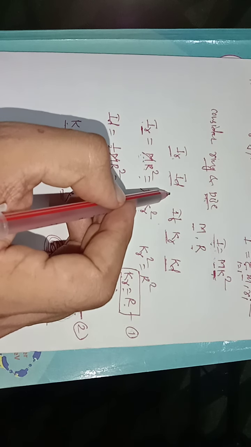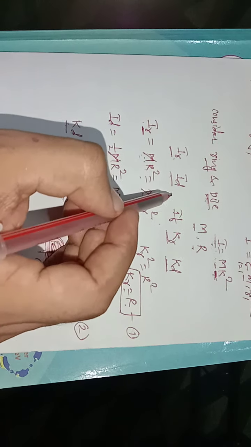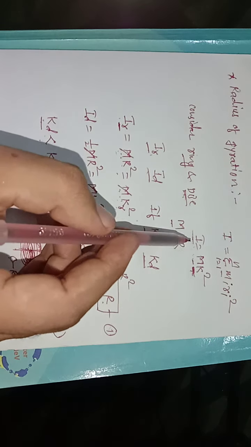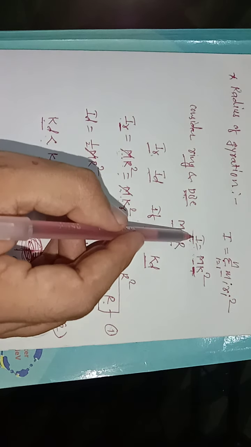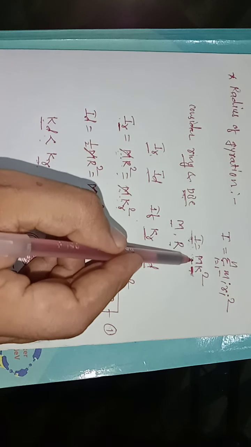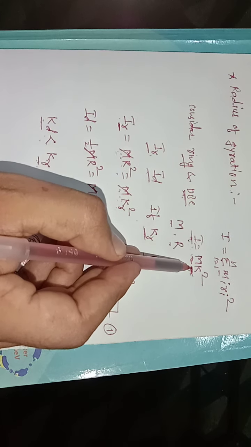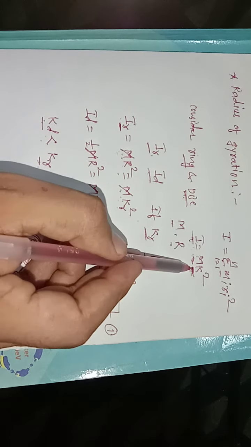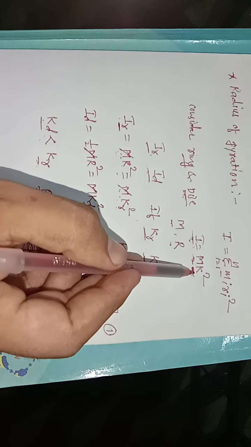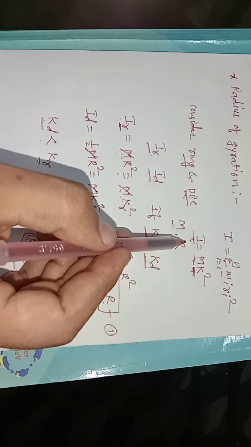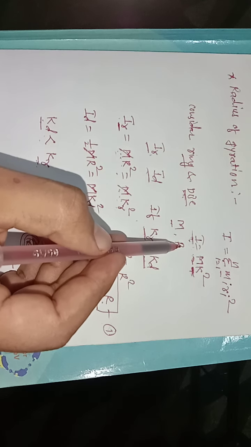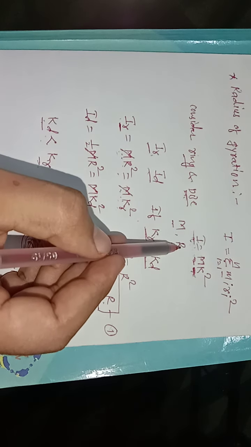This is the small point, radius of gyration, which is asked for 2 marks. We must know that I is equal to mk square, where I is the moment of inertia, m is the mass of that object, and k is the radius of gyration. That is, the whole mass of that body is supposed to be concentrated at that particular distance from the given axis of rotation. This is about the small point, radius of gyration.